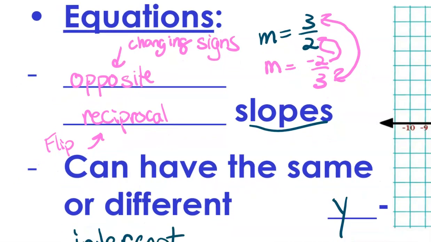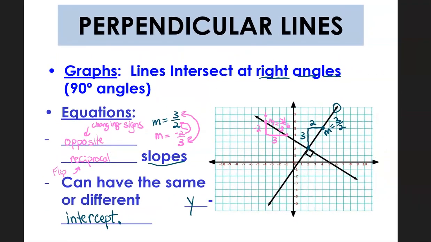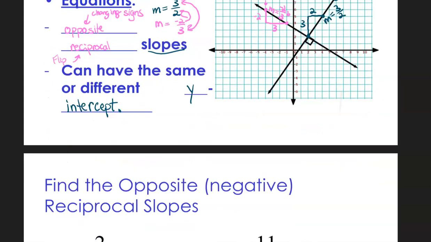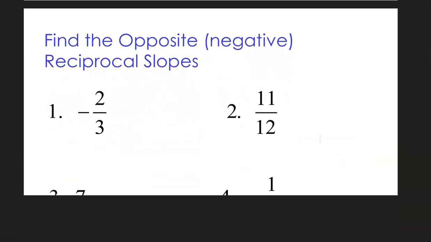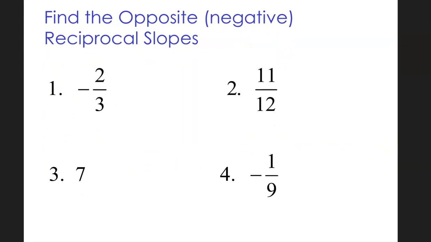Okay, so let's recap again. Perpendicular lines can have the same or different y-intercepts, and their slopes are opposite reciprocal slopes. All right, let's get some practice with this opposite reciprocal idea before we move any further with this concept. We want to find the opposite reciprocal of each of these slopes.